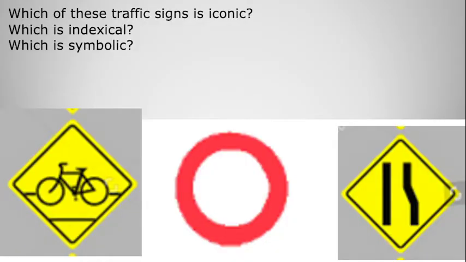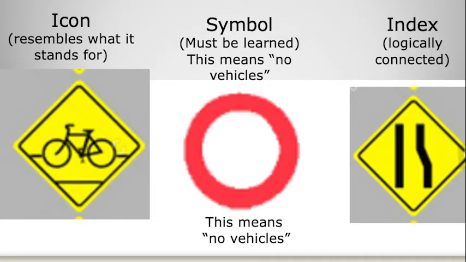Now, what about the one in the middle? Unless you're from Britain, you probably don't recognize this. This is a symbol. You have to learn this. You have to be taught what this means. This is a traffic device. It's not one that we have in the United States, but it means no vehicles allowed. So those are three types of signs, according to C.S.